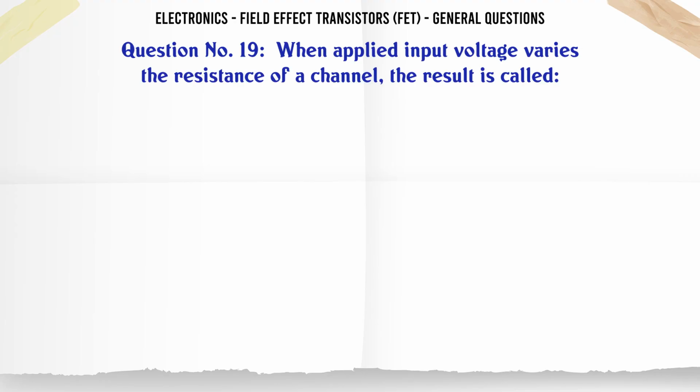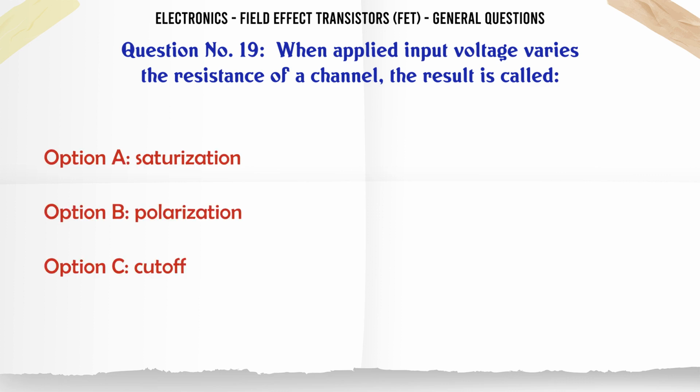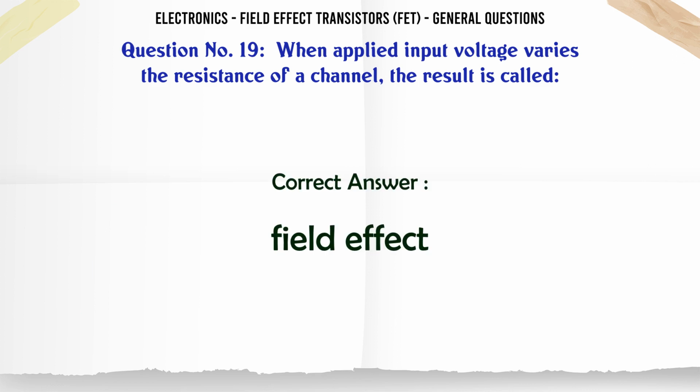When applied input voltage varies the resistance of a channel, the result is called A. saturation, B. polarization, C. cutoff, D. field effect. The correct answer is field effect.